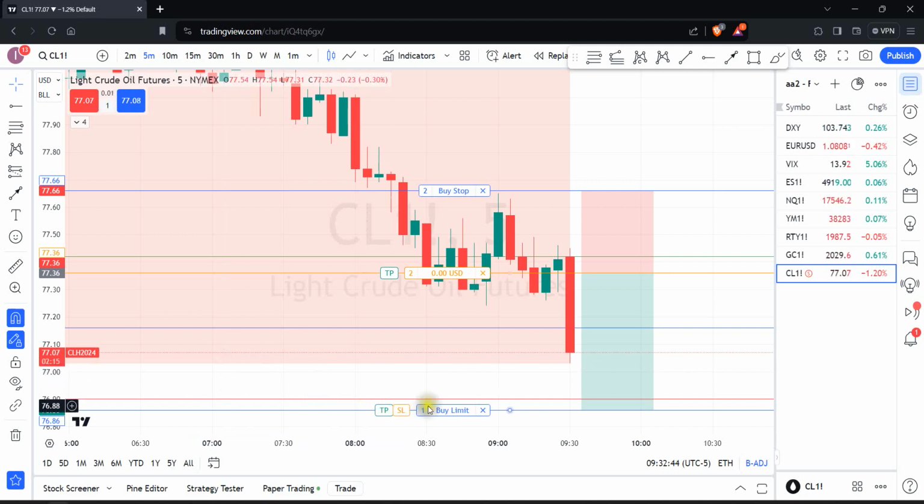We need to see strength in this candle. So it's a fairly large candle now. If this goes all the way back, I wouldn't be at all interested in doing anything here.